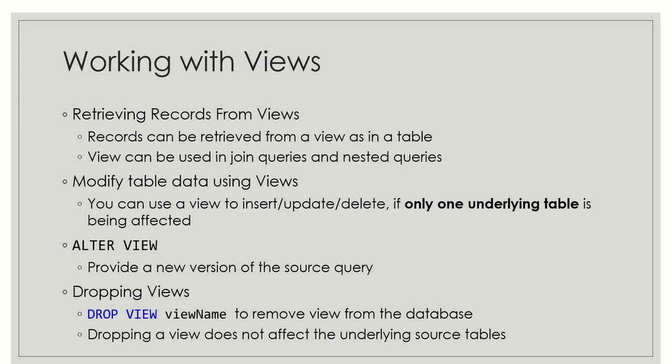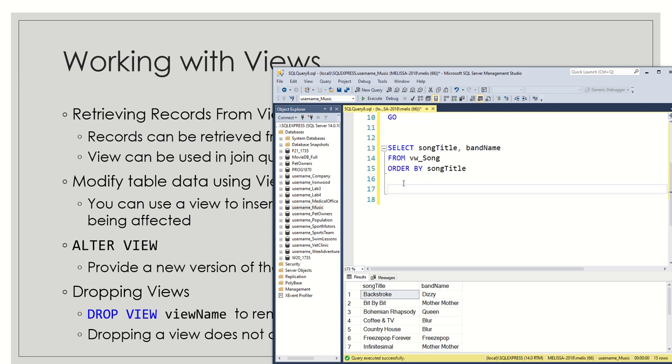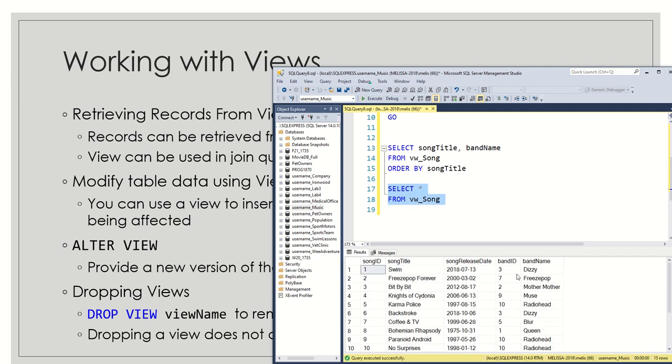So you can use a view to insert, update, or delete, but only if you're only affecting one of the underlying tables. So let's take a look at an example running an update query through the view. Now before we start, I'm just going to select all the data from the view so that we can look at what we've got. Okay, so let's say that we want to make some updates to this data. Let's take a look at record 1. We've got a song called Swim by a band called Dizzy.